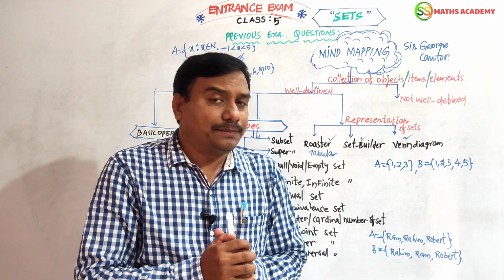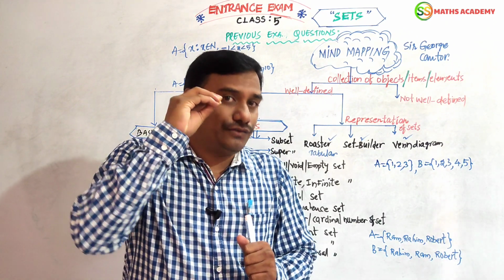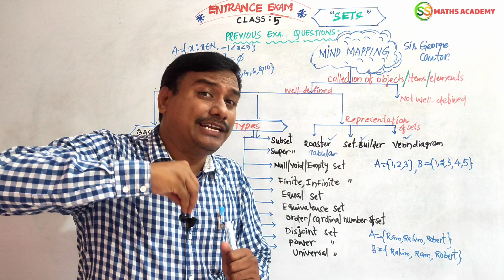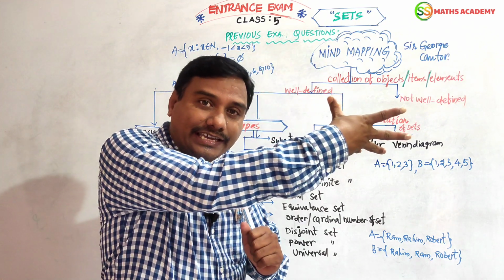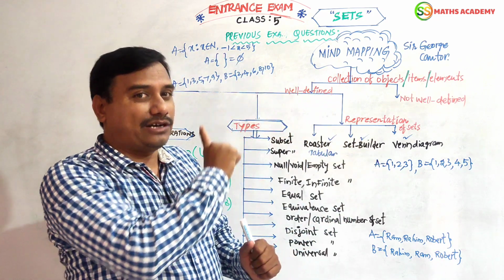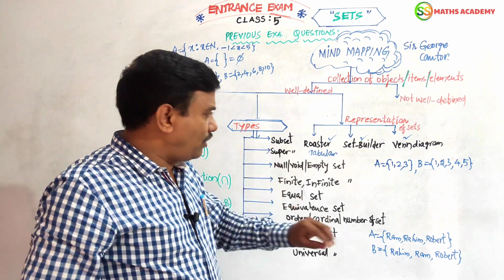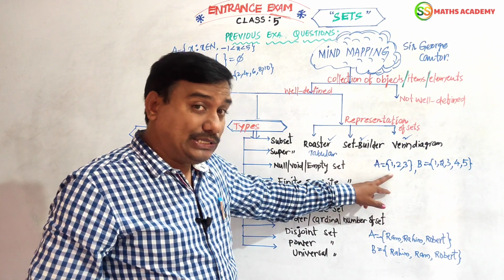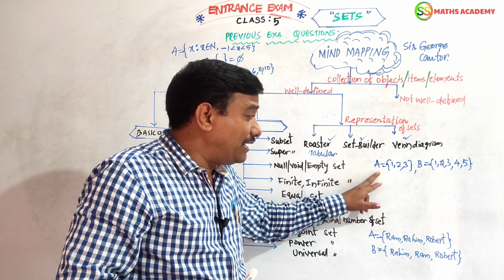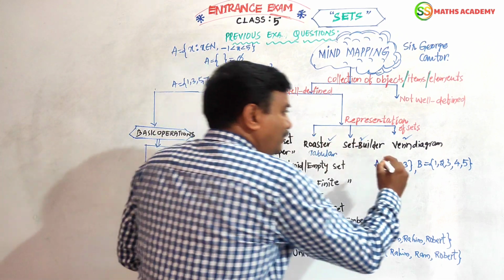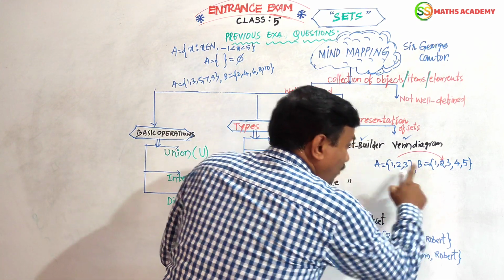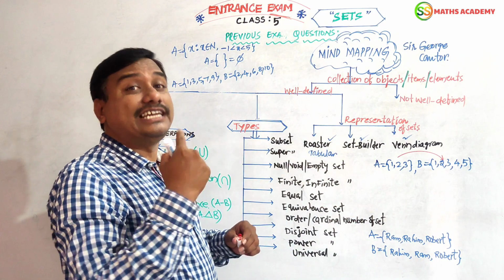What is a subset? Simple. For example, I am taking two sets, capital A and capital B. If every element of A is an element of B, then A is called a subset of B. Then B is called a superset of A. Once again, take one example: A equals 1, 2, 3, B equals 1, 2, 3, 4, 5. Every element of A is in B, right? Then A is called a subset of B, and B is called a superset of A.